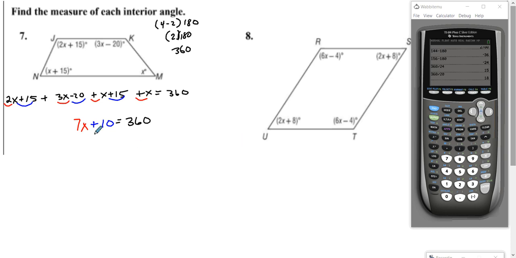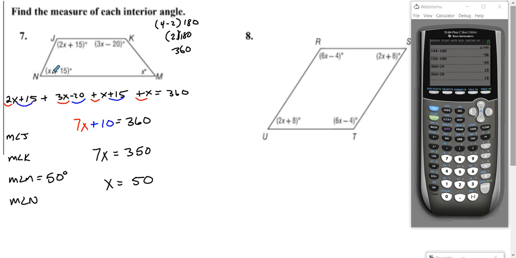All right, so 7x plus 10, we're going to subtract 10 from both sides, and we get 7x equals 350. Divide both sides by 7, we get x equals 50. So now we need to find the measure of each interior angle. Angle J, angle K, angle M, and angle N. M is the easy one because it's just the x, so it's 50. N is just 50 plus 15, so it'll be 65. J is 50 times 2, which is 100, plus the 15 would be 115.